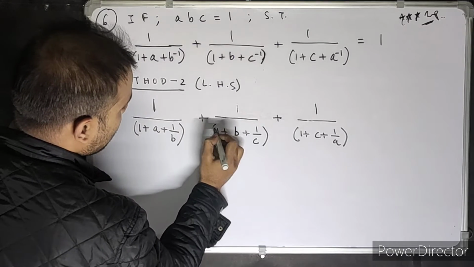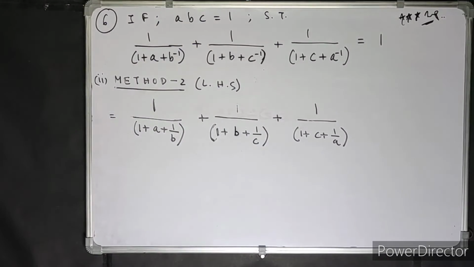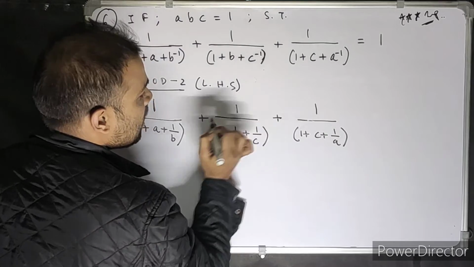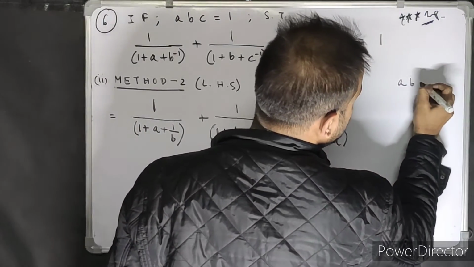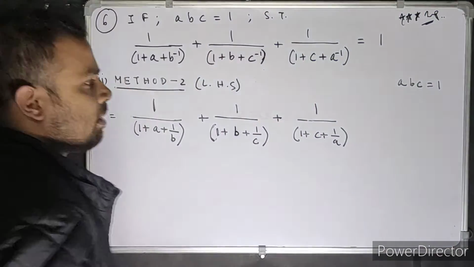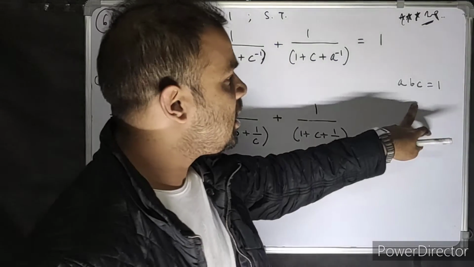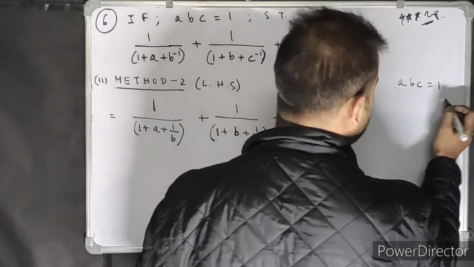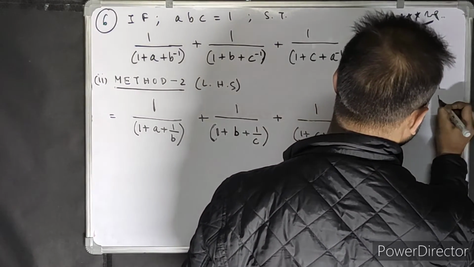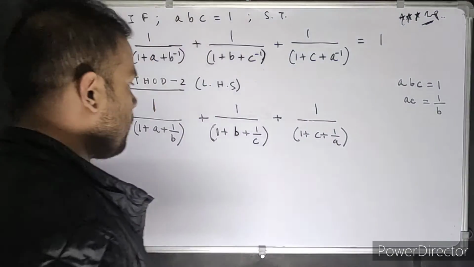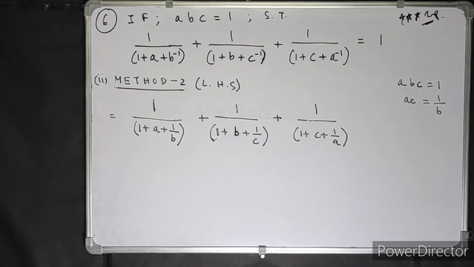So in the previous part, what did I do? In method 1, ABC was equal to 1, right? ABC was equal to 1. Then I took C down there. Now let's take B down there. So write AC is equal to 1 by B. Look at this very carefully. AC is equal to 1 by B.